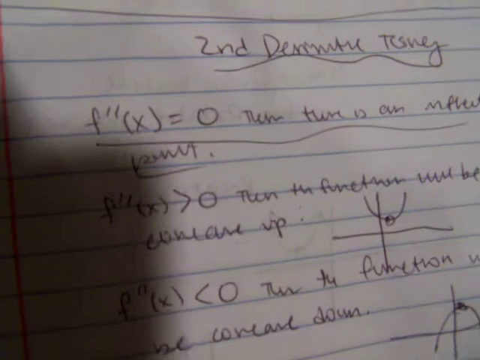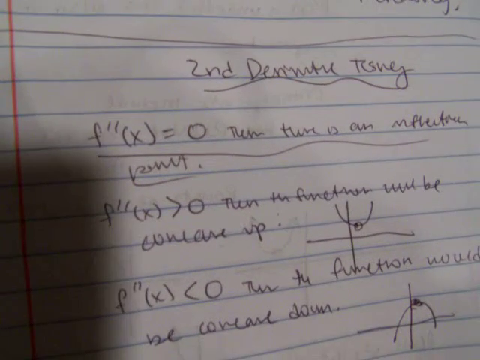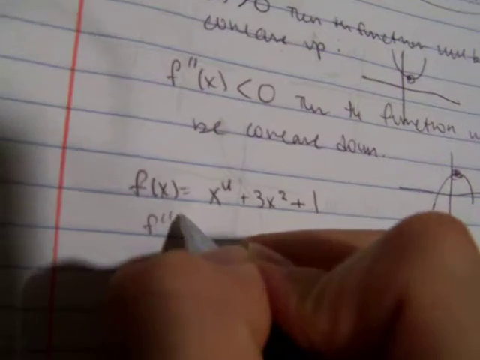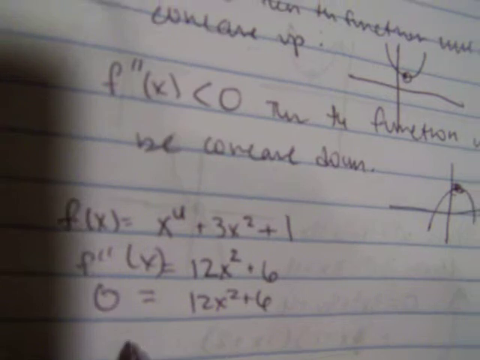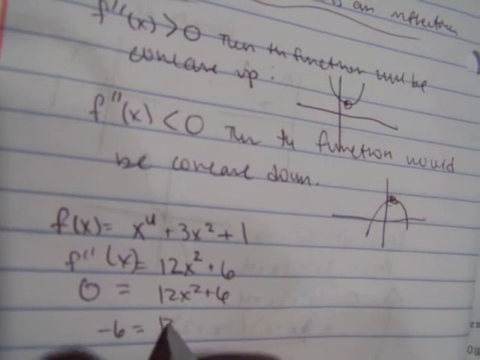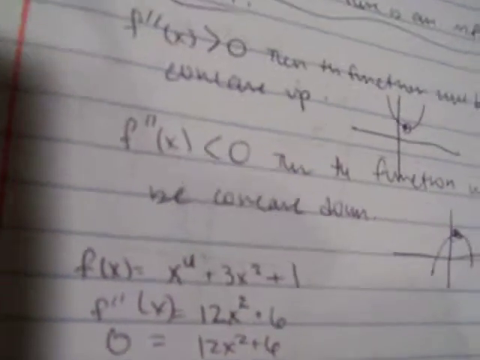You could do this on a function f of x, like f of x is equal to x to the fourth plus 3x squared plus 1. Okay, so f double prime of x is equal to 12x squared plus 6. And when f double prime of x is equal to 0, 12x squared plus 6, then that'd be negative 6 equals 12x squared, x squared equal to a negative, which means that there are no inflection points, which means that there are no concavity changes. Okay, so that was a pretty crappy example.